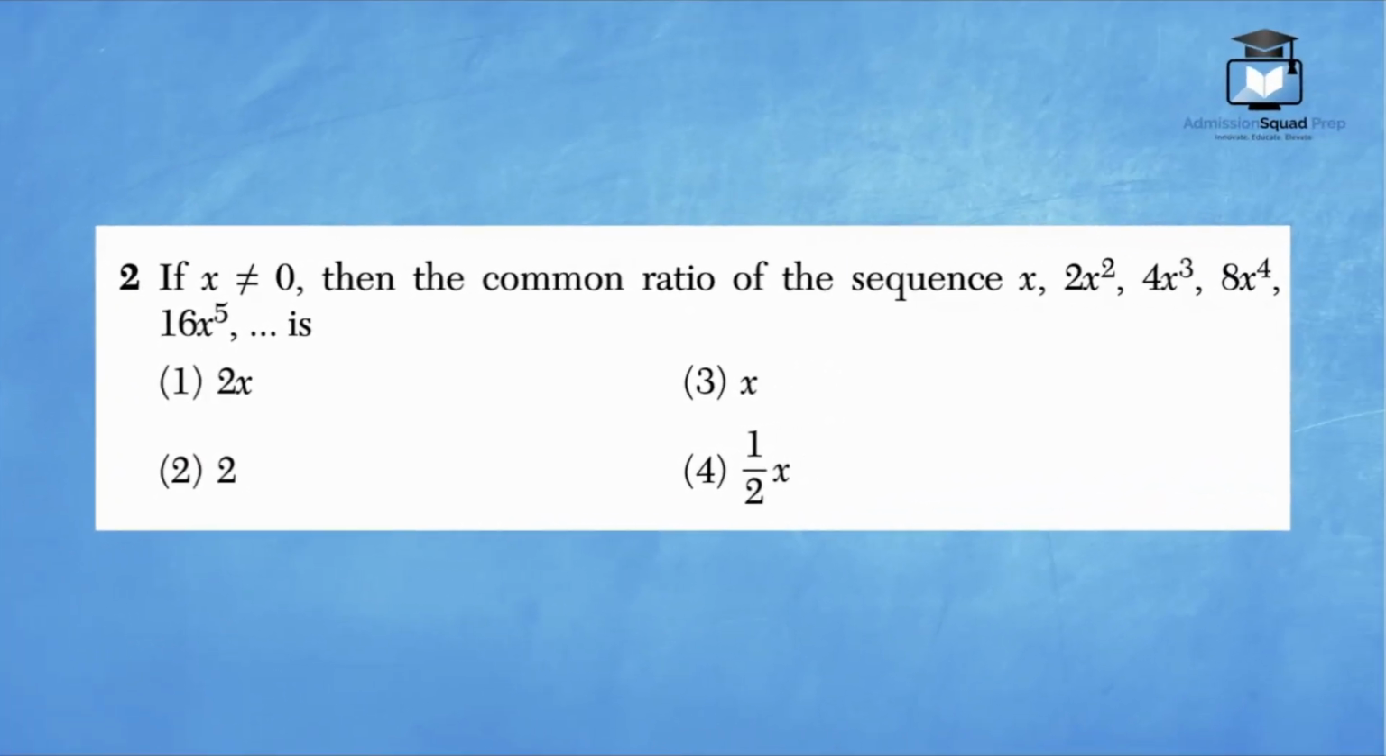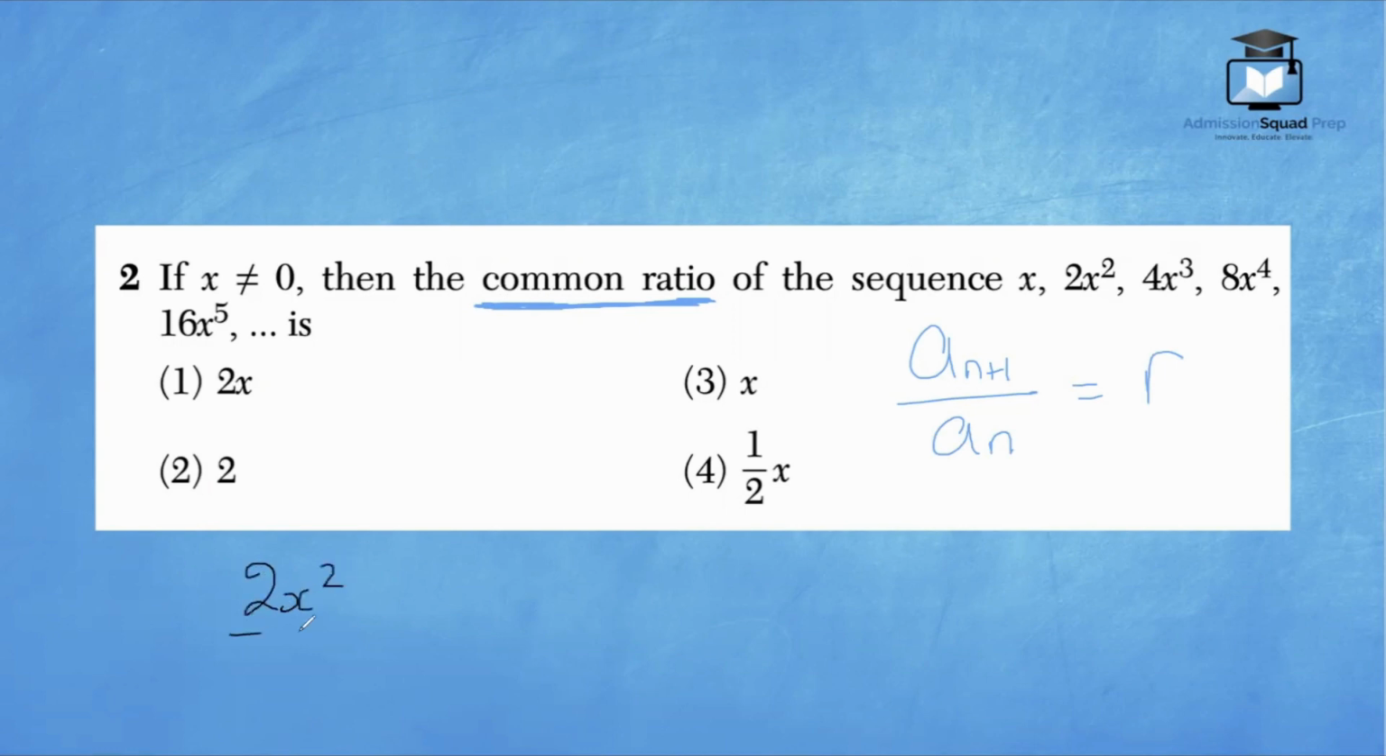Number 2, if x does not equal 0, then the common ratio of the sequence x, 2x squared, 4x to the third power, 8x to the fourth power, 16x to the fifth power is, we are looking for the common ratio here. Recall that common ratio is a term that's associated with geometric sequences, which means any term divided by the preceding term is going to give us our common ratio. For instance, a sub n plus 1 divided by a sub n is equal to r, the common ratio. Let's calculate.